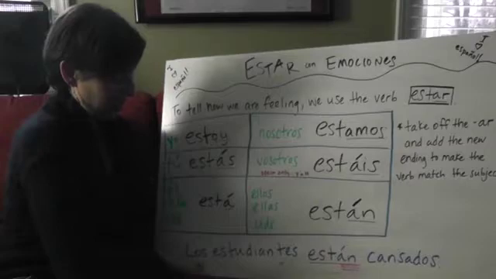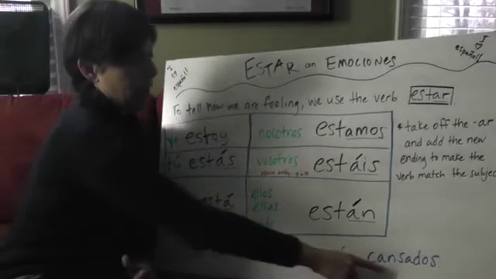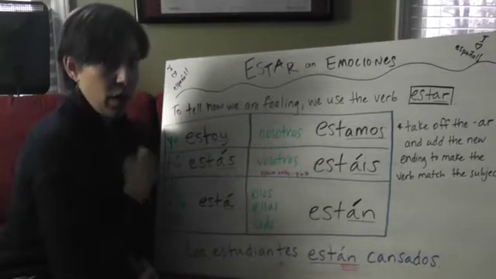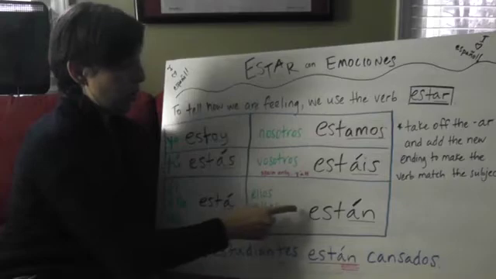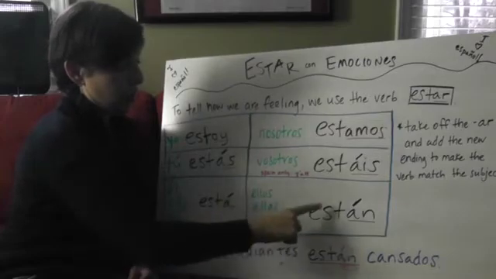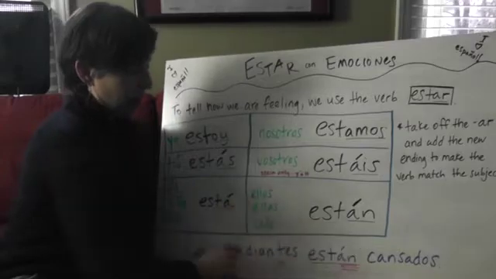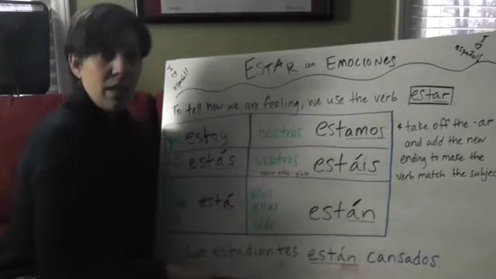So what that looks like is: los estudiantes están cansados. Los estudiantes is plural, and it's masculine, and it doesn't have yo, and it doesn't have tú in it, so it's going to go to box 3. We know that it's talking in the third person, and we know it's plural, so that leaves us down here. And we get ellos están. Los estudiantes están cansados.